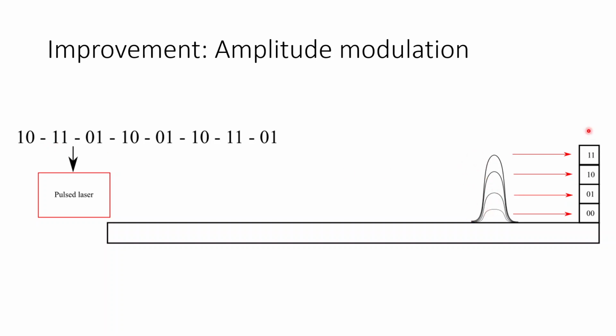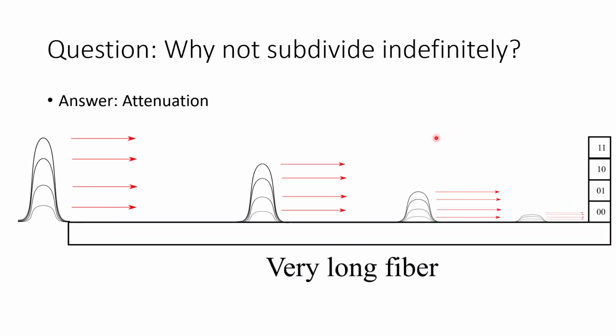So that way, if the ADC over here records a very low power, it'll know that we meant to send a 0, 0. If it records, let's say, 25% power or whatever, then it'll be a 0, 1, and so on and so forth. So in this sense, we're actually sending 2 bits of information per pulse down the fiber. Now the question arises, why don't we simply subdivide these levels indefinitely? We don't need to stop at 4, we could do 8, 16, and so on.